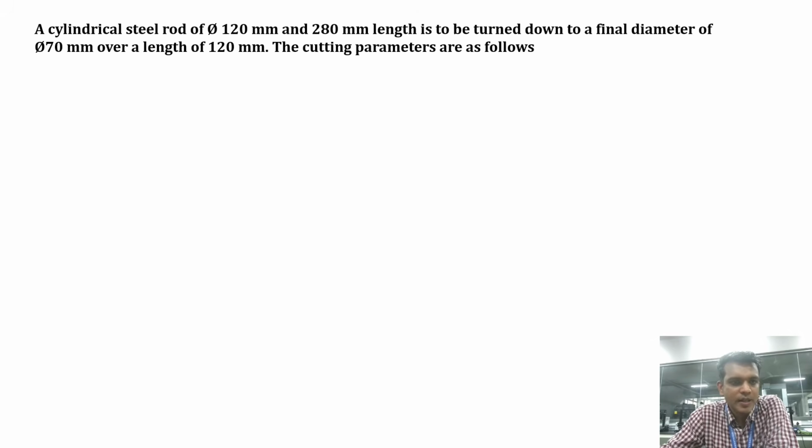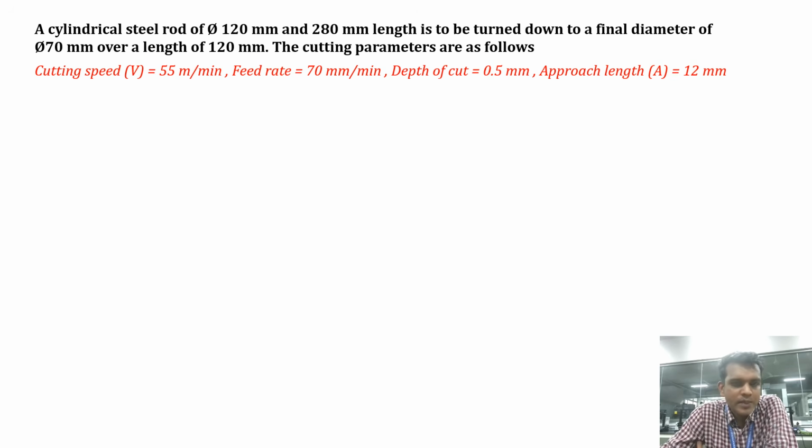We have certain conditions: a cylindrical rod, initial diameter 120 mm and length 280 mm, which is to be turned down to a final diameter of 70 mm over a length of 120 mm. They have given certain cutting parameters: cutting speed is 55 meter per minute, feed 70 mm per minute, depth of cut 0.5 mm, and approach length 12 mm. What is that approach length to consider? I'll tell you going ahead.